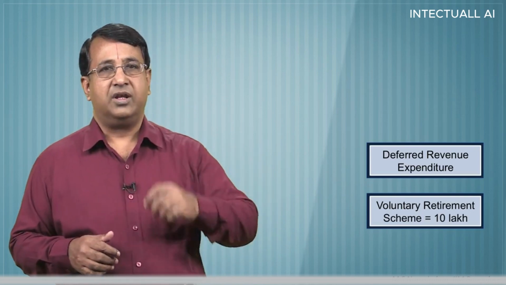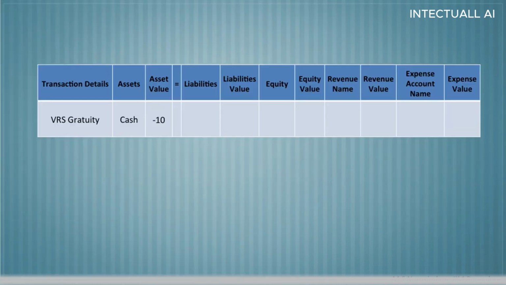How do we treat this in accounting? One option is cash minus 10 lakh and expenses minus 10 lakh for each employee. This will have an immediate effect on the profit of the year. We know the benefit of VRS or restructuring will happen in the future. Conservatism requires us to charge the expenses in the same year. But there is another concept, matching concept, that requires us to defer the expenditure over the years where the expenses are matched with the revenue.